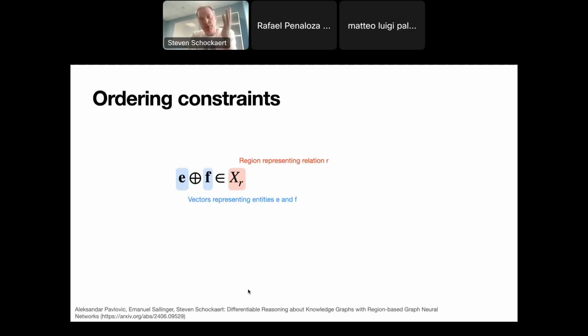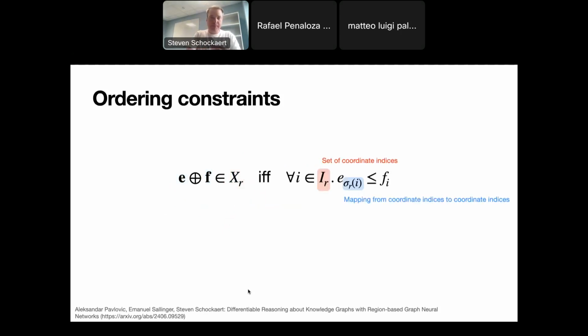So yeah, what we try to do is look at the simplest possible approach of doing this using what we call ordering constraints. So I'll clarify what this means. This is still the same as before, right? We have entities E and F, and E and F belong to relation R if the concatenation of their embedding belongs to this convex region. So now the question is, how is this convex region defined? With these ordering constraints, we define it like this: this vector belongs to the region if these inequalities are satisfied.